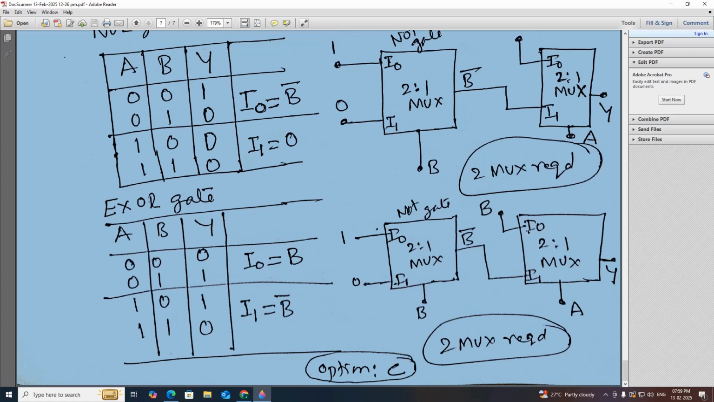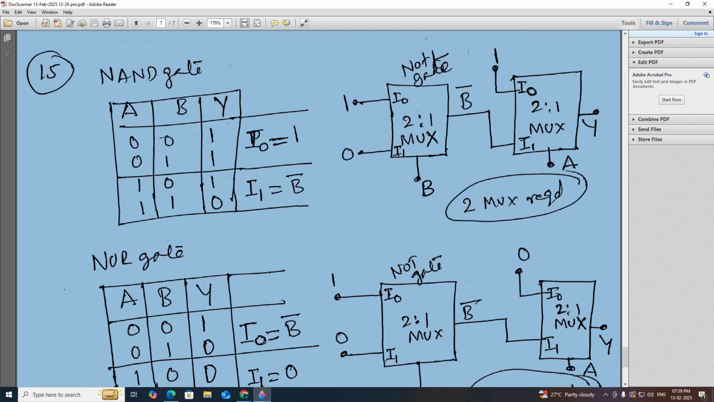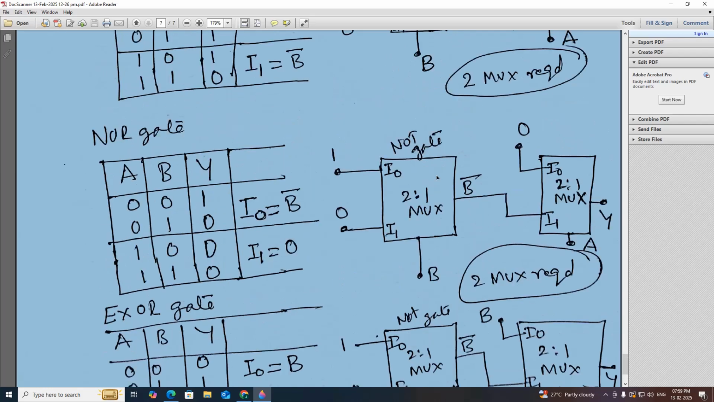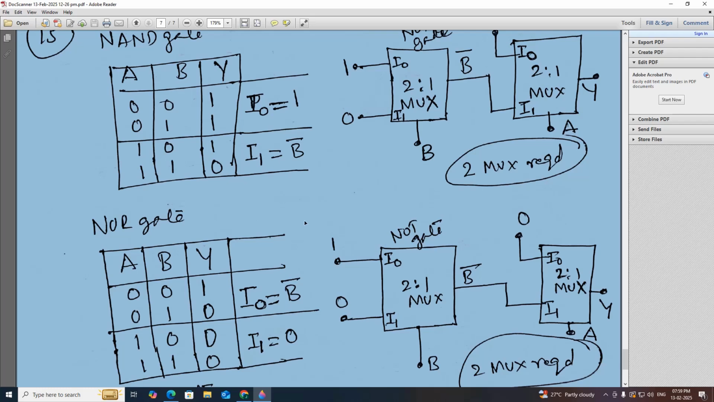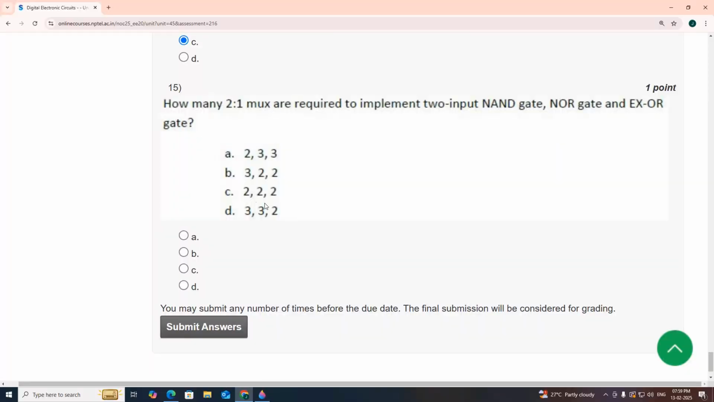So see here, I naught equal to B, I1 equal to B bar. So how to generate B bar? We have to generate B bar using another mux. For all these 3, we have a NOT gate, which is B bar. B bar is required for all the 3 gates. So therefore, option C, 2, 2, 2. Thank you, viewers.